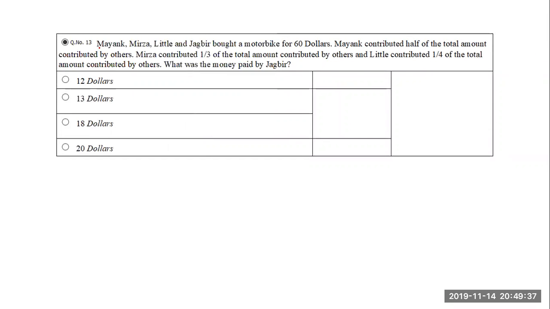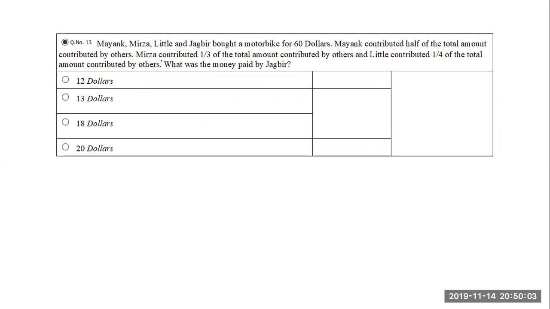Now, next question. Mayank, Mirza, Little and Jagbir bought a motorbike for $60. Mayank contributed half of the total amount contributed by others. Mirza contributed 1/3 of the total amount contributed by others. And Little contributed 1/4 of the total amount contributed by others. Please note, contributed by others means contributed by the 3 other people. Therefore, what was the money paid by Jagbir?